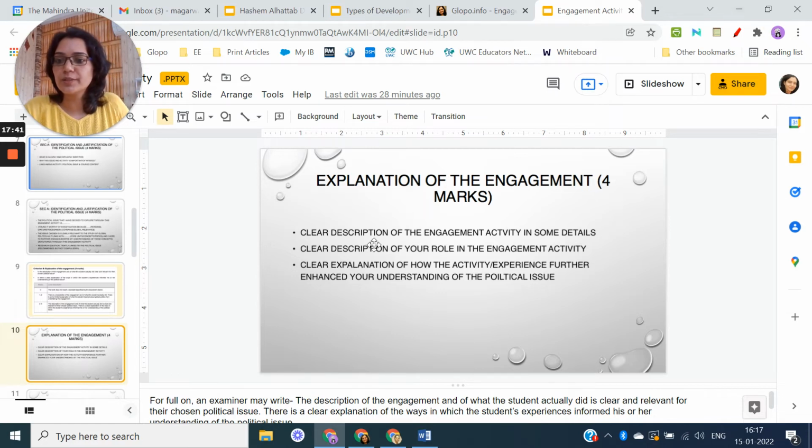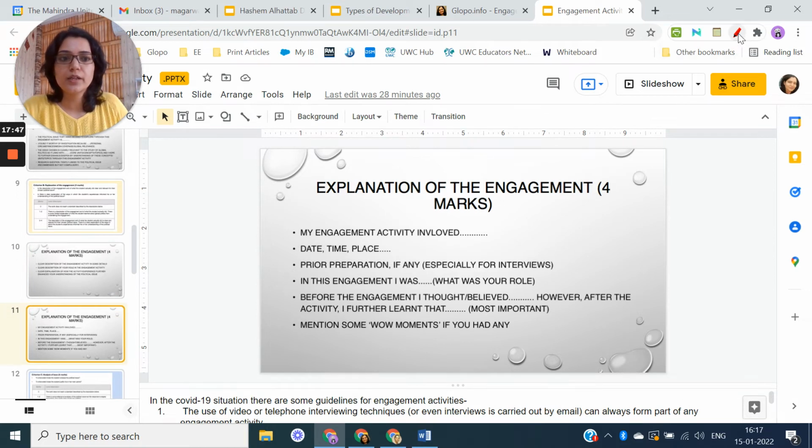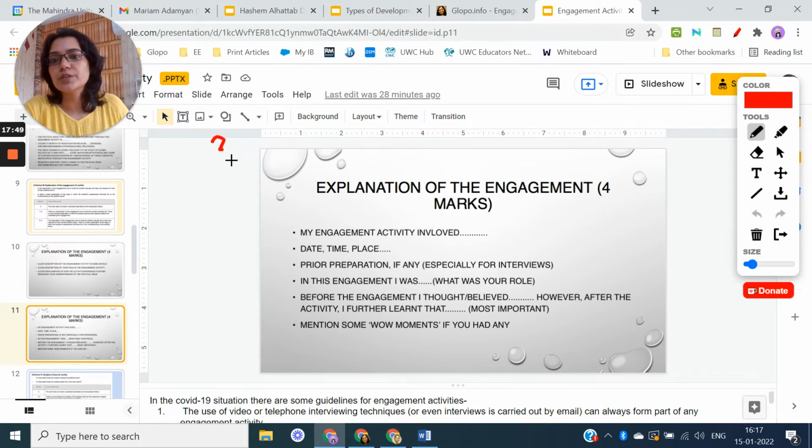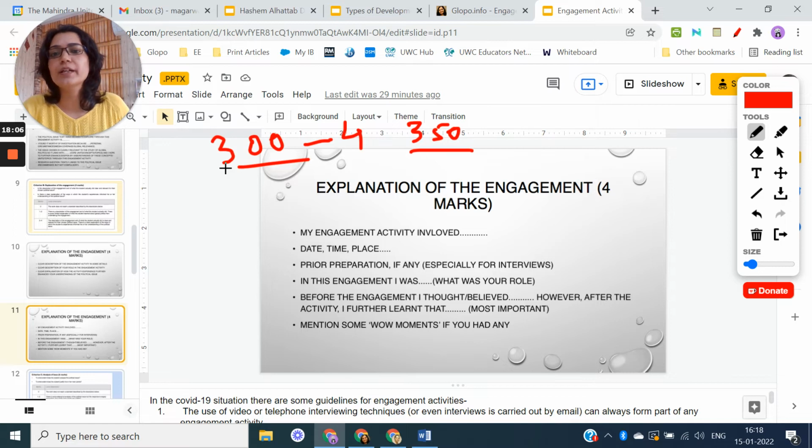How many words? Again, do not give more than 300 words, because this is worth 4 marks. Remember criteria C and D, which are worth 6 marks, will ask you to cover more words. So approximately 300 words. Even if you go to 350, it's completely okay, but 300 is decent enough. The reason is that you will be using your activities in your analysis, synthesis, and evaluation also. So if you are just introducing your engagement activity in 300 words, this is completely all right.